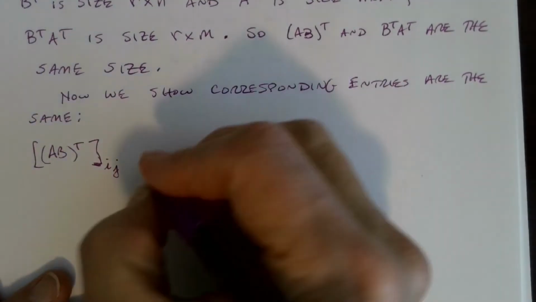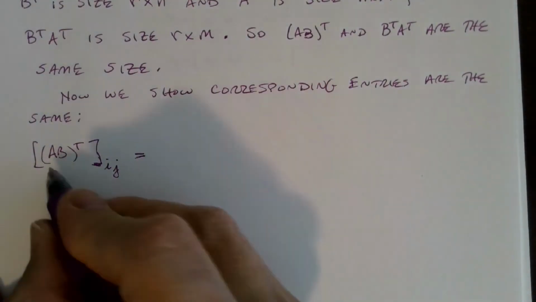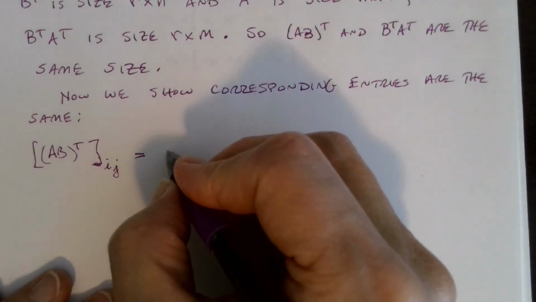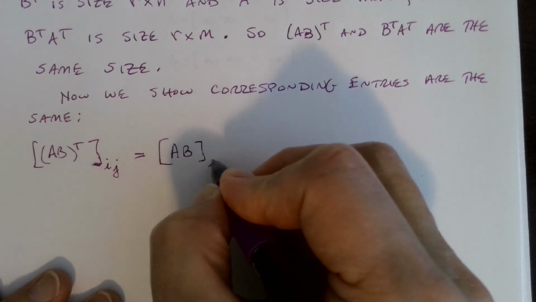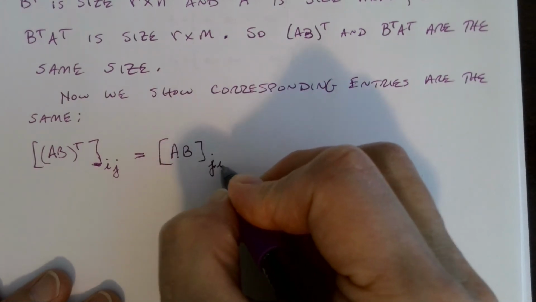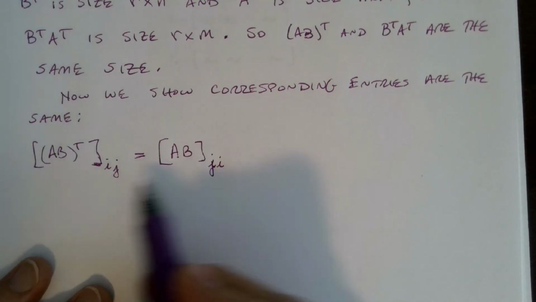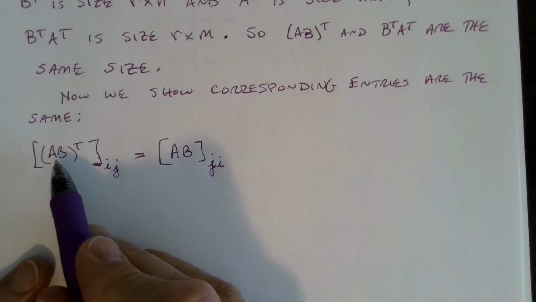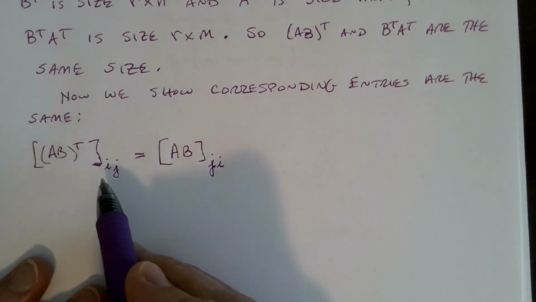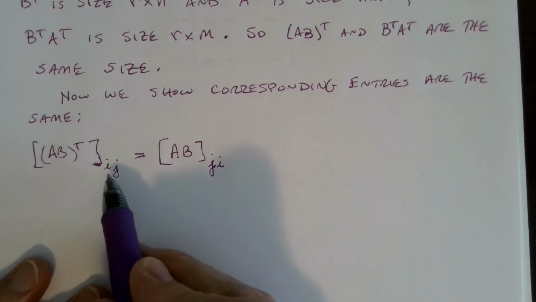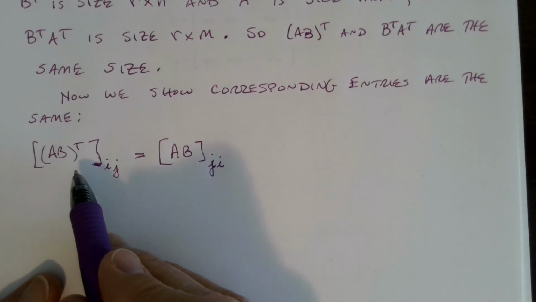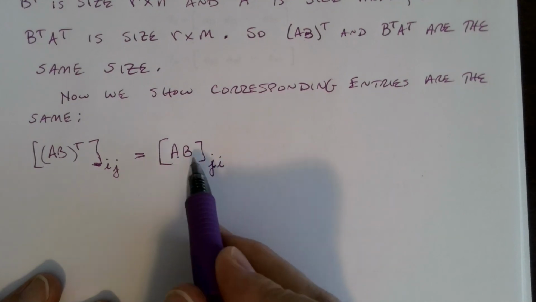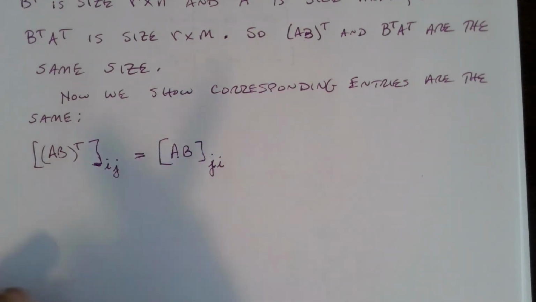Okay. So first of all, what I want to say is, well, (AB) transpose, the ijth entry, would be the same as just AB, what? JI. What have I done here? So, going from the transpose of AB to just AB does what? We swap the rows and columns, right? So ij becomes ji. Remember, that's the definition of the transpose. So the ijth entry of the transpose of the matrix is the jith entry of the original matrix, AB. Okay, that's the first step.